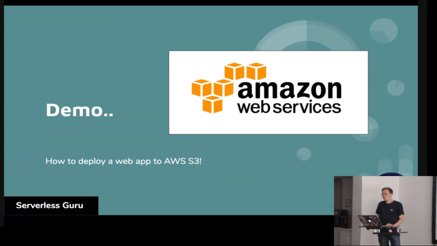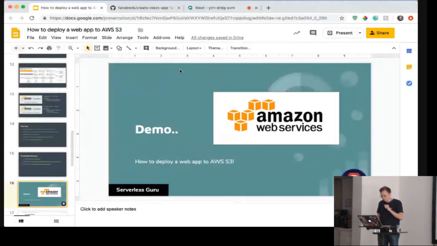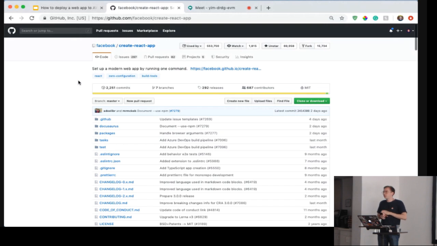All right, so demo. So I'm going to do this completely live. What that entails is looking at the Create React App page. We're going to create a React app, deploy it to AWS S3, and then see it live. So we'll just jump straight in.